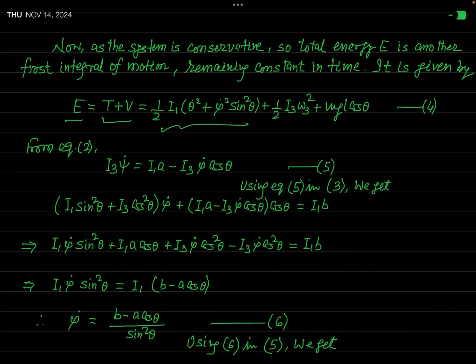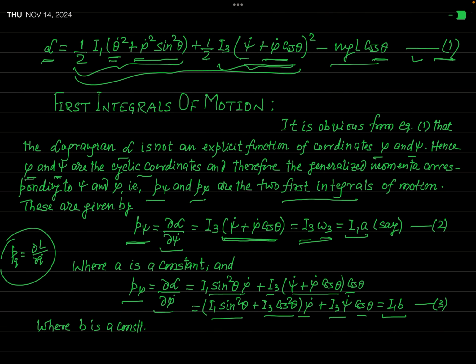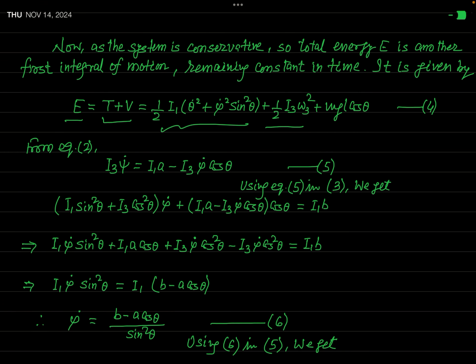This is half I1 times theta dot square plus phi dot square sine square theta, plus 1 over 2 I3 omega 3 square, because psi dot plus phi dot cos theta is equal to omega 3, okay, and this is the potential energy mgl cos theta. So this is the next first integral of motion, which is actually the total energy of this system, which will remain constant.